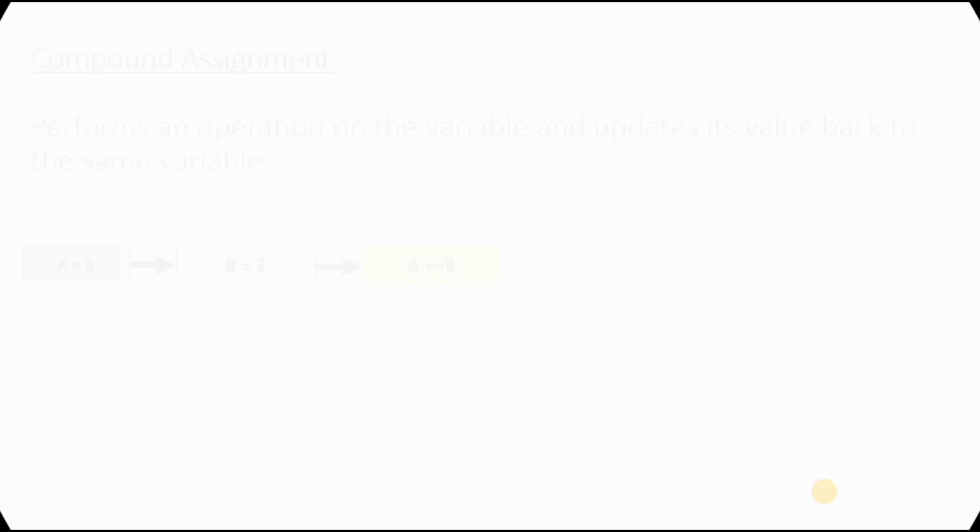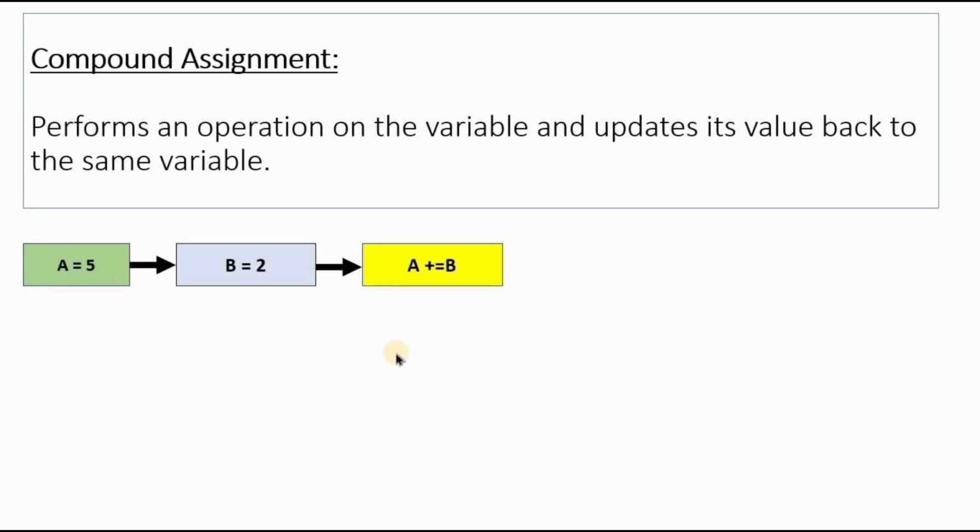So let's begin. Before jumping straight into the code, let me explain the concept of compound assignment first. As you can see here, we have two variables, variable A and B. We have assigned the value of 5 to variable A and 2 to variable B. And this is the compound assignment, A plus equal B.